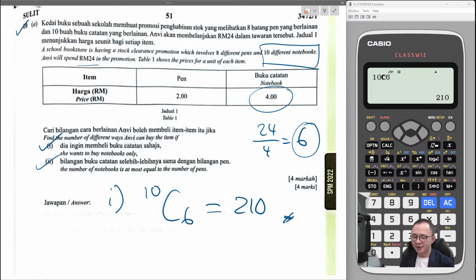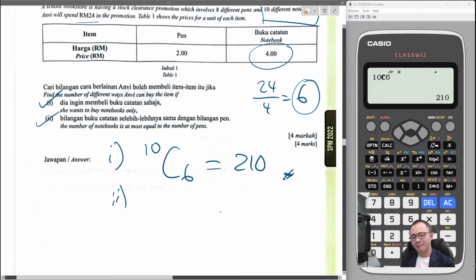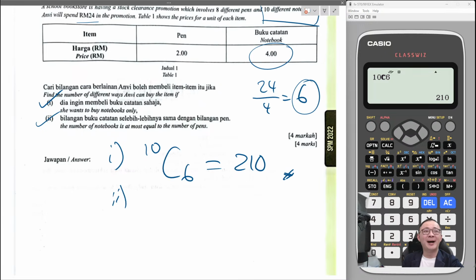Okay, the number of notebooks is at most equal to the number of pens. I think this one they're trying to mean the number of notebooks at most, I mean maximum, is equal to the pens. But I believe he can buy more pens, if not mistaken. He can buy more pens, but for the notebooks, the maximum is equal.